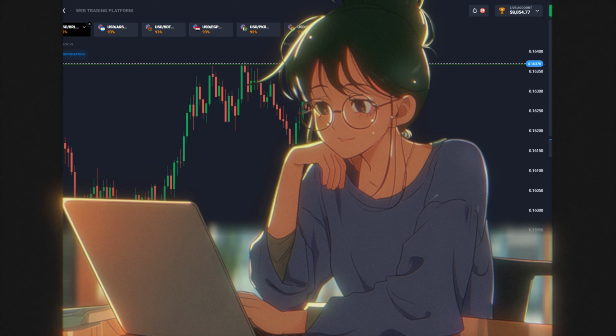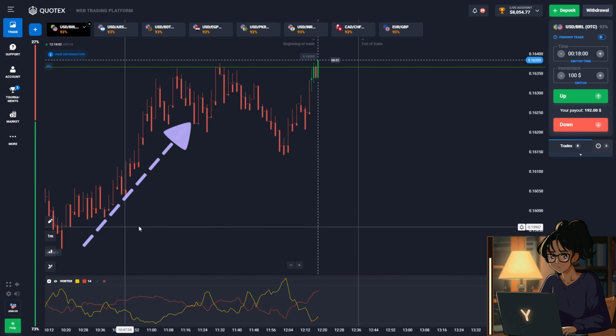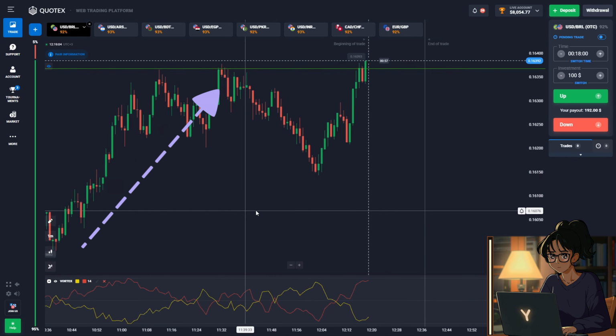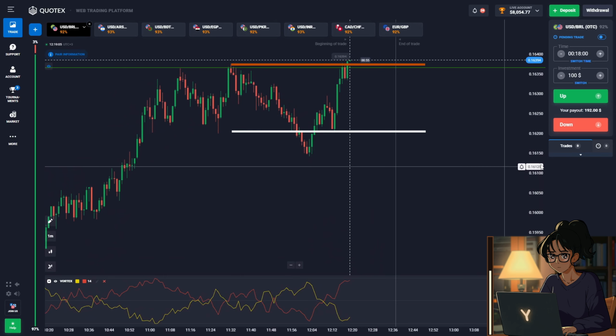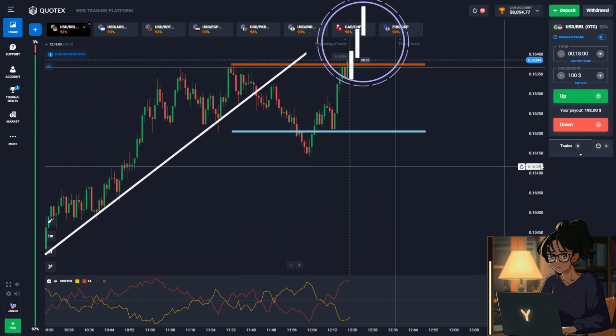Trade number 1. Here's an example with a global uptrend. Price is climbing along the trend line and runs into resistance. Then it breaks the trend line and gets stuck in a tight range, bouncing between support and resistance levels. Perfect setup for the back to trend strategy. Price pulls back, consolidates, then rejoins the main trend.